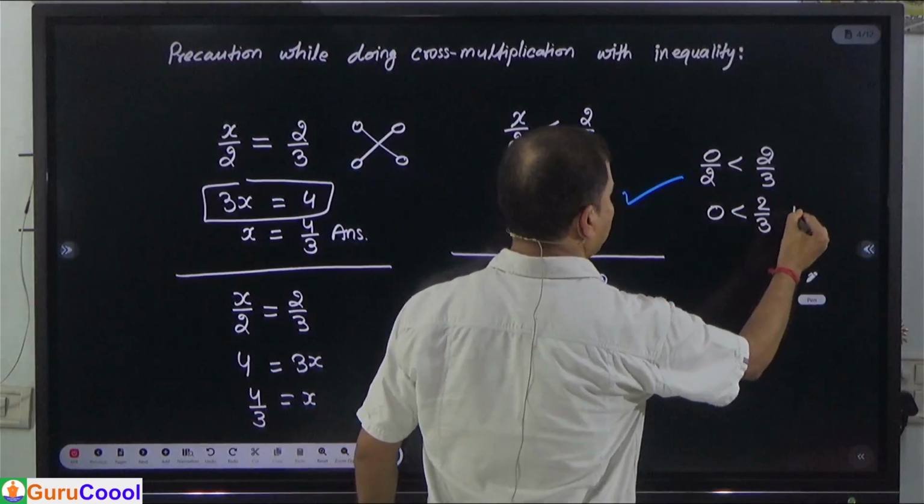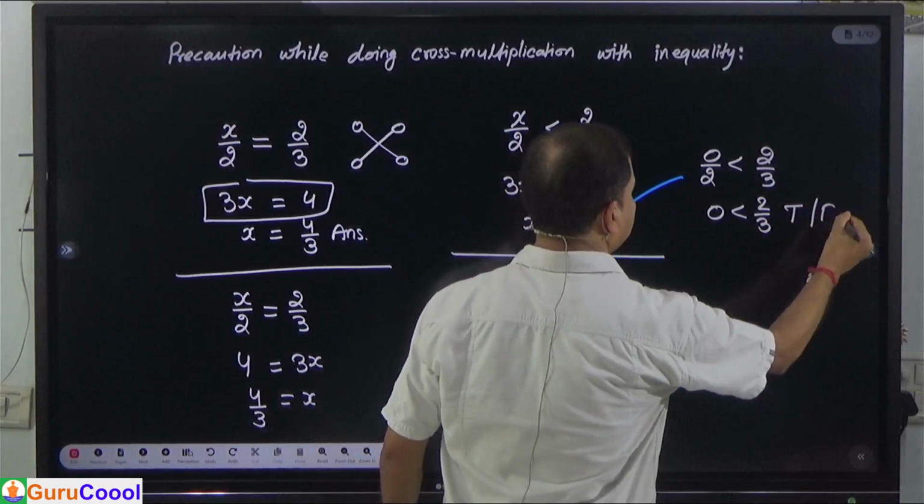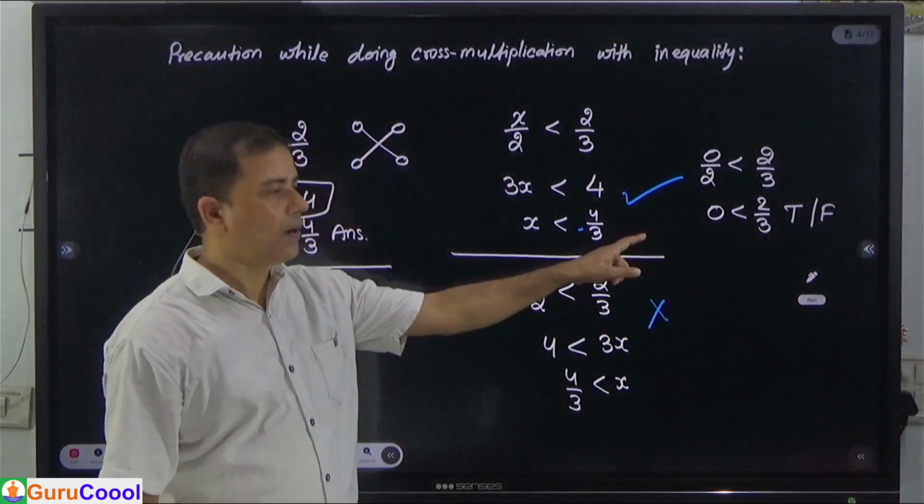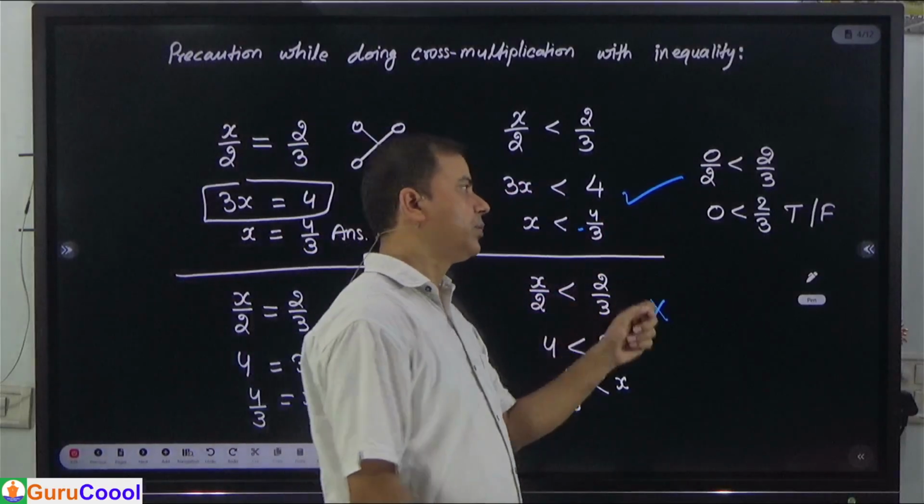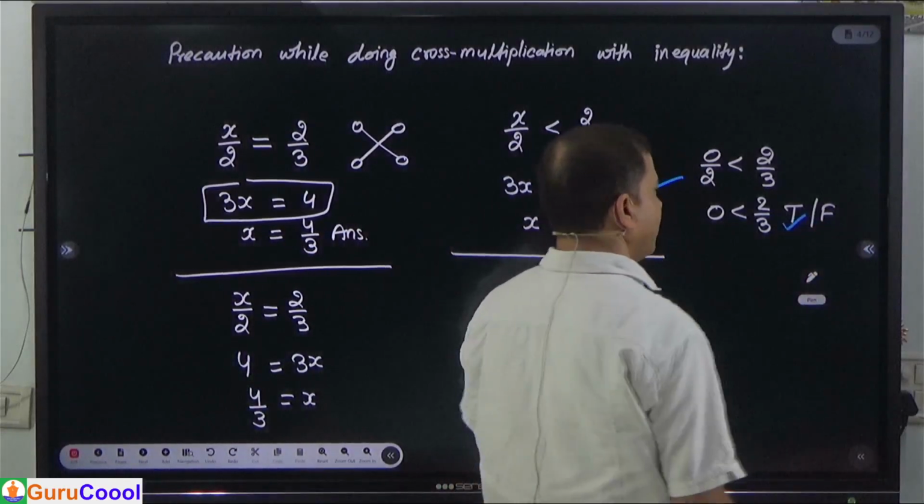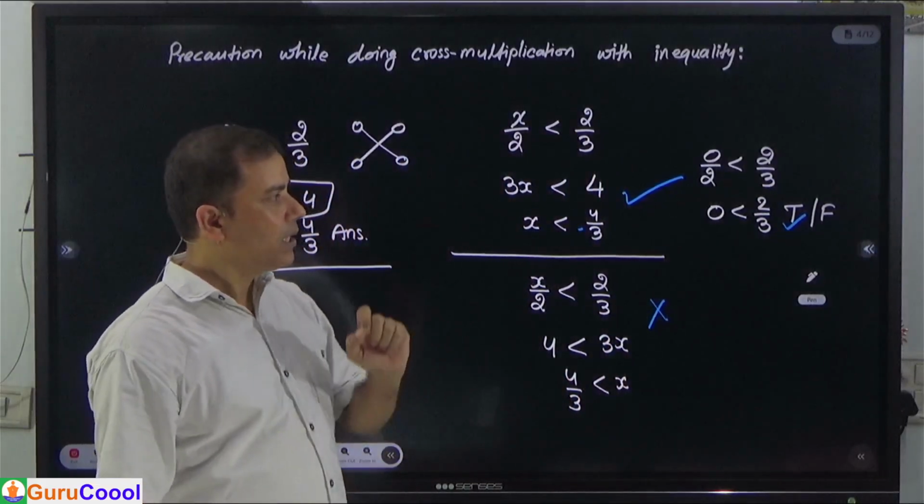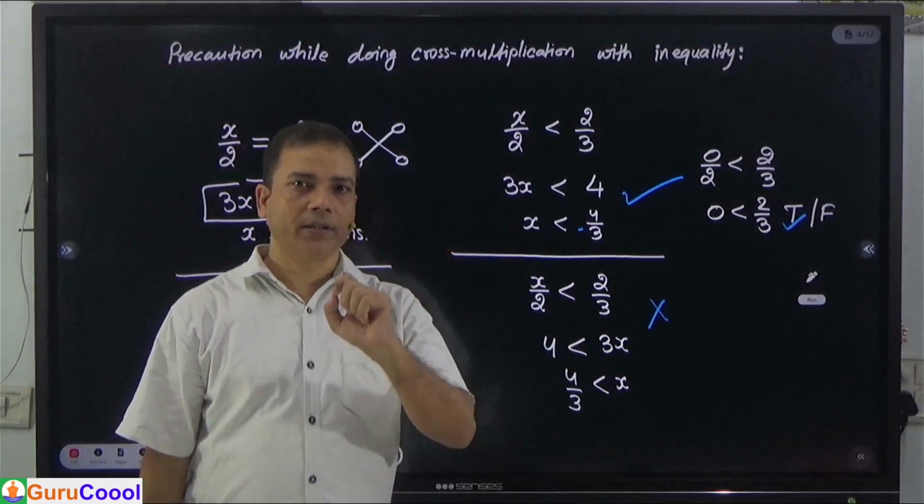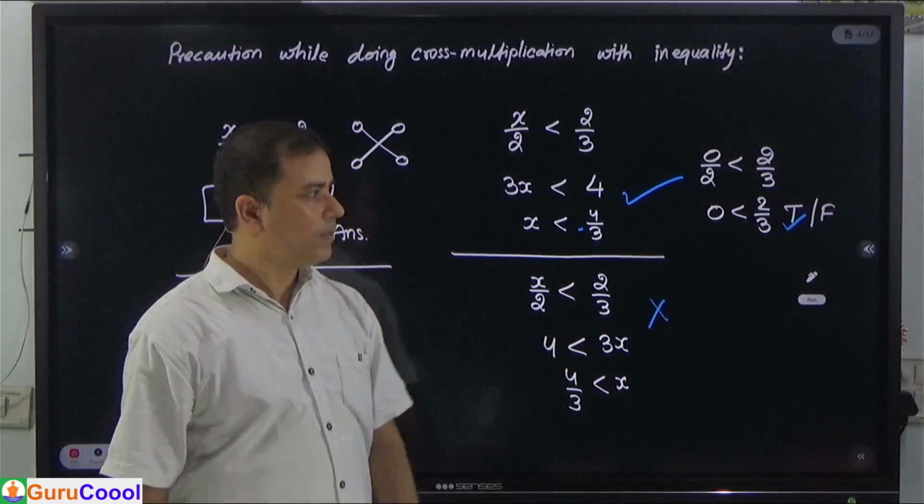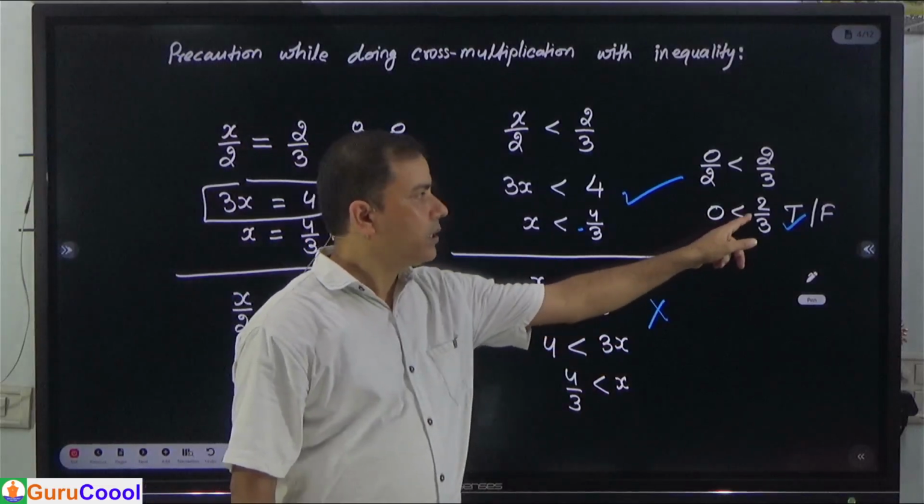Is it true or false? Is this result true or false? Of course, it's true. Because 0 is lesser than 2 by 3. We know this. 2 by 3 means it's almost 0.7 approximated value, and 0 is lesser than 0.7.